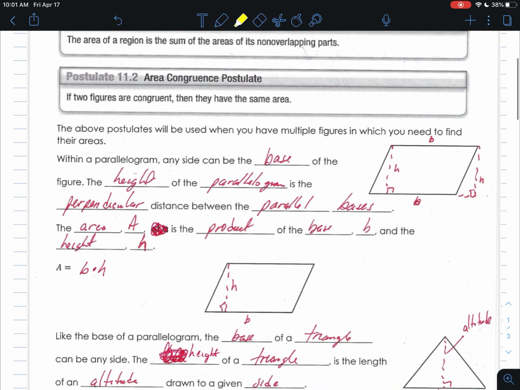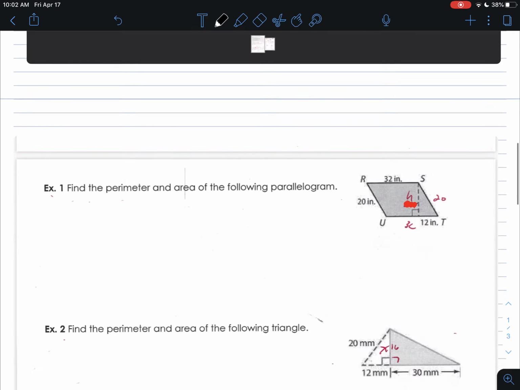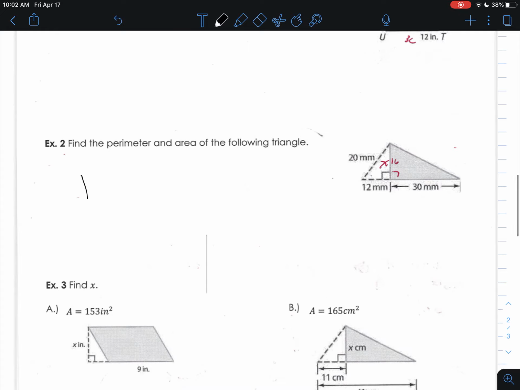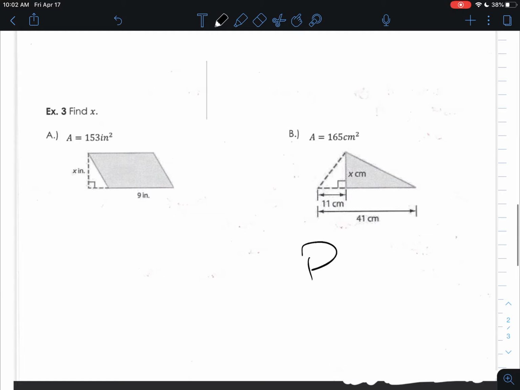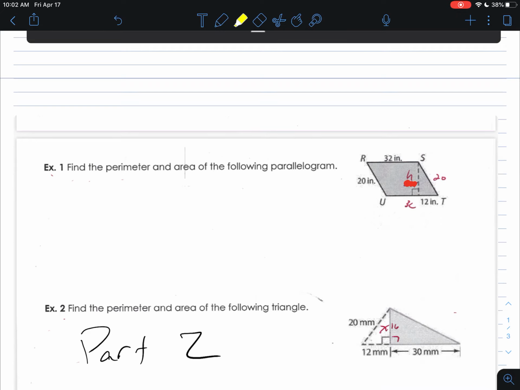Okay, so I want you guys to make sure you take a look at this information right here. Super important to understand. And this stuff will be for part 2. These 2 examples we'll do on Monday. Okay, so let's take a look at this one.